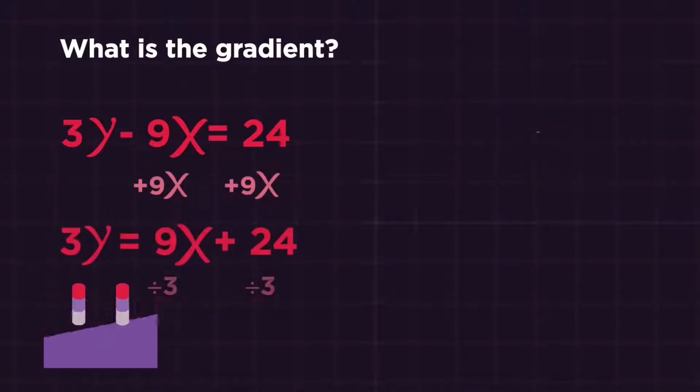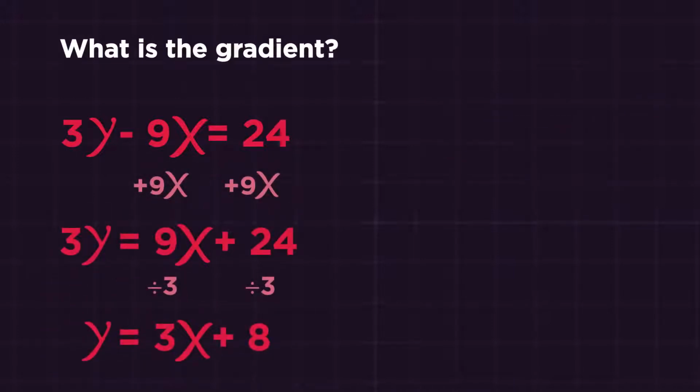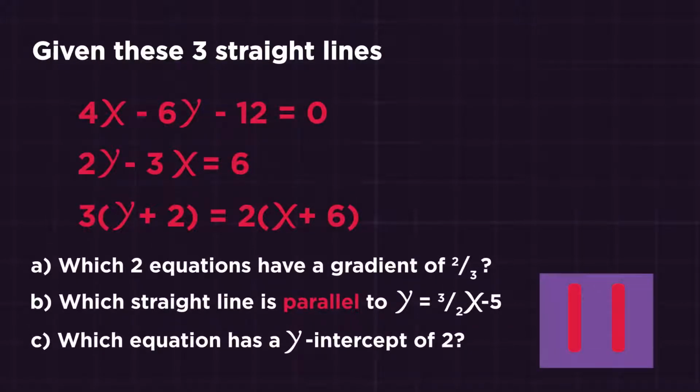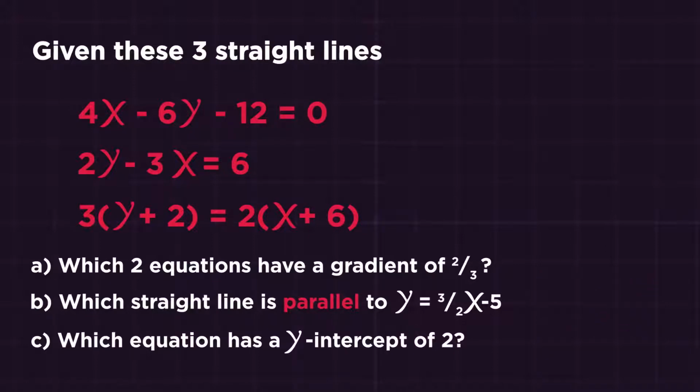Did you rearrange to get y equals 3x plus 8? So the gradient is 3. So here's 2 questions for you to do. Pause the video, answer the questions and click play when you're ready to check. How did you do?